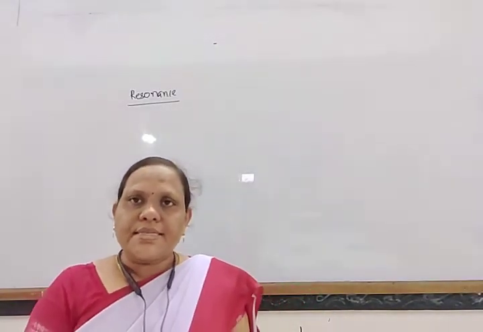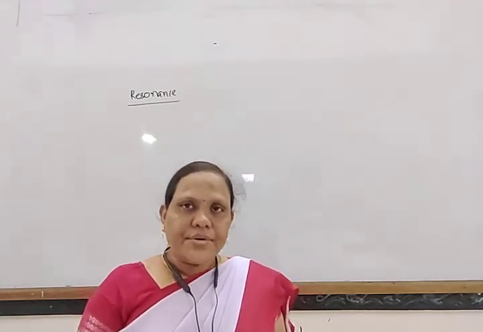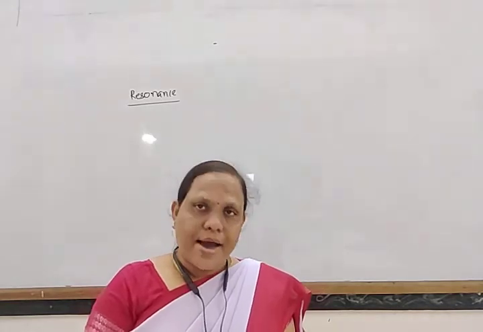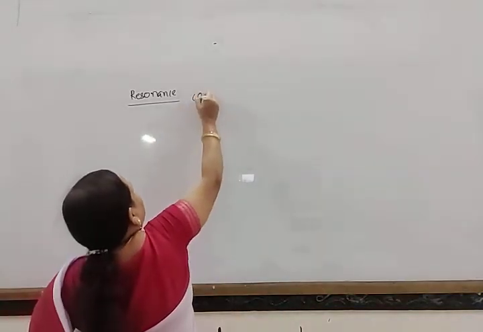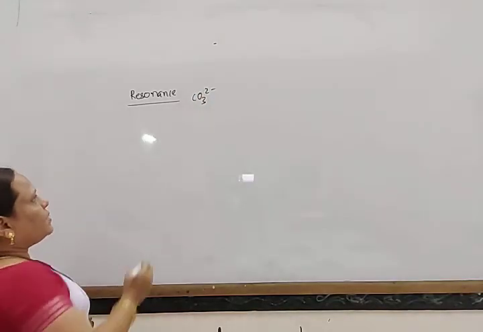What is resonance? So before going to resonance, let us start with how to write the Lewis structure of the carbonate ion. The carbonate ion, CO3 2 minus. This is the carbonate ion.